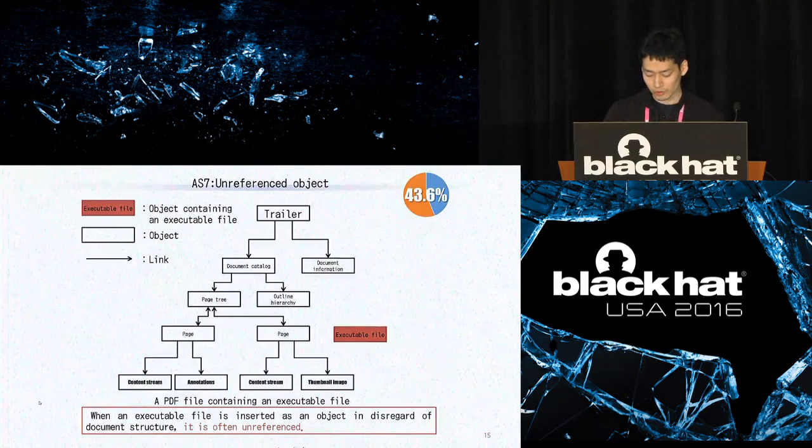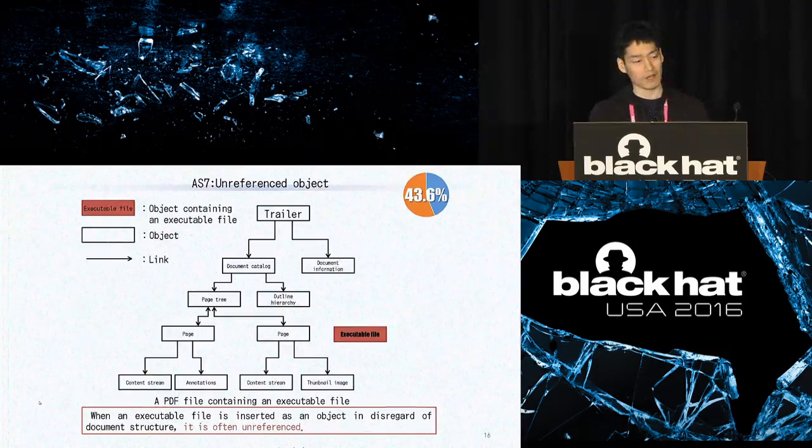All objects should have a role, but the object that the attacker embedded has no role at all, which means no object can refer to the object. If you find such an object in a PDF file, there might be a high possibility of a malicious PDF file.